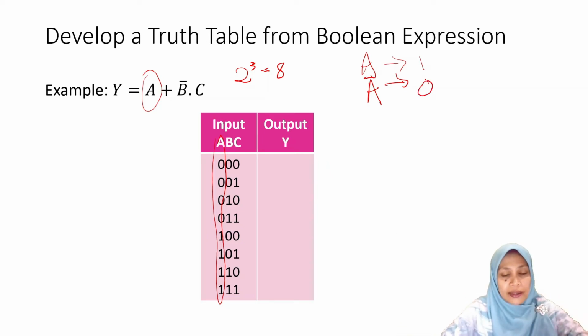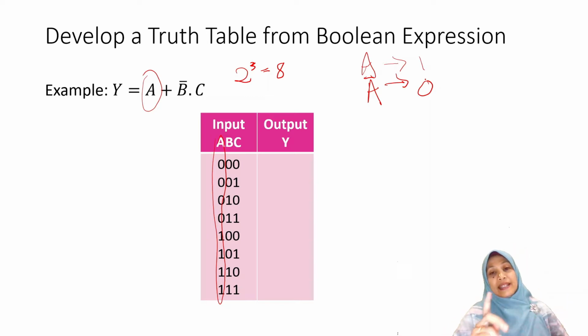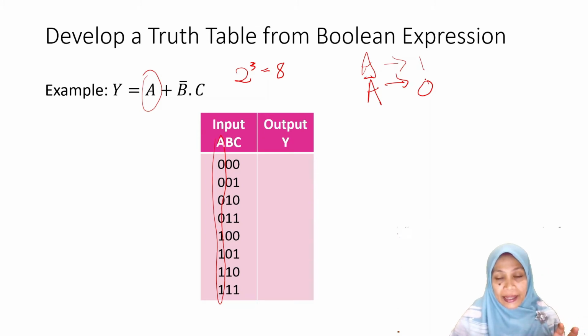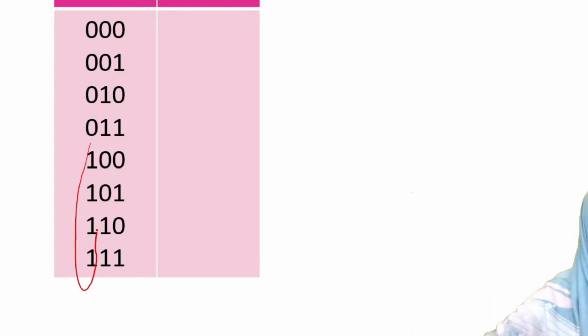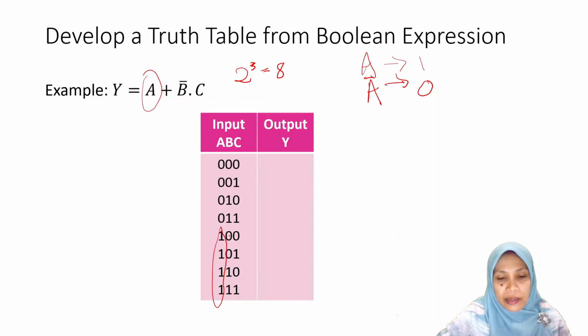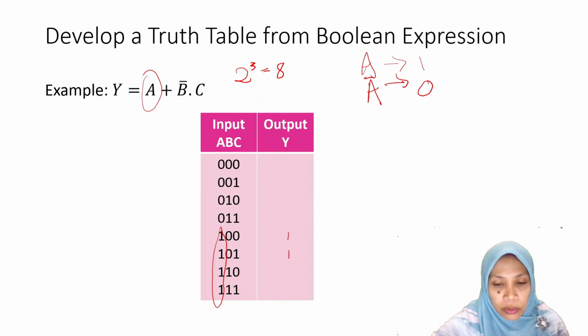Okay, here we have A. What about B and C? Okay, listen carefully. For this term A, you just ignore the B and C. Just find A in the truth table and then label the output equal to 1. Look at the truth table. A equal to 1 is here. So it doesn't matter what is the value of B and C here. So you just write down the output of Y equal to 1.